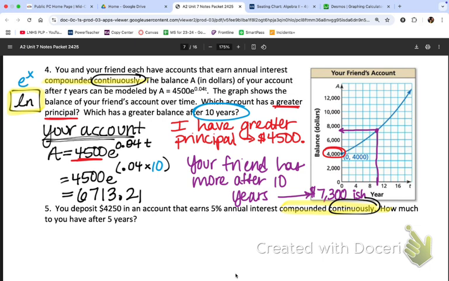How much do you have after 5 years? Okay, so A is equal to, what is my principal amount? 4,250. There it is. E is part of the equation because eventually, if you compound it 5 million times a year, it doesn't make much difference. Okay, raised to the rate, which is, it says 5%. So you move that decimal 2 to the left, and it's 0.05. Yeah. So put this in parentheses, 0.05 times, what's my time? 5 years.